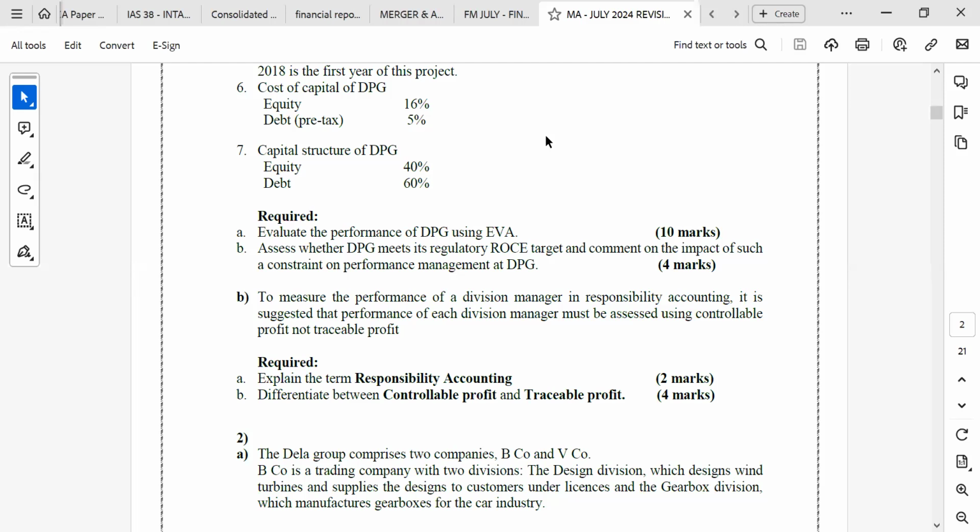Controllable profit is a profit which is directly attributable to the performance of a manager.